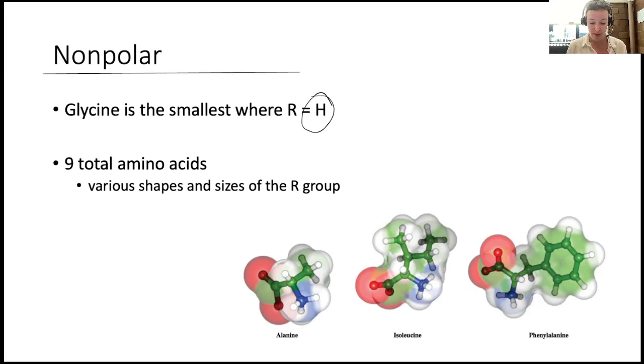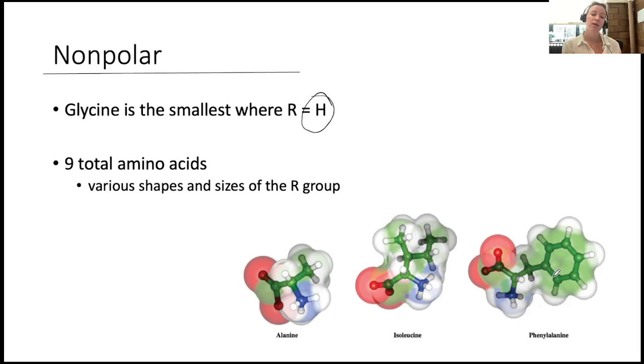For example, at the very bottom here, we have alanine. That just has the methyl group. We have isoleucine, which has a longer carbon chain, a longer alkyl chain with 4 carbons. And then phenylalanine that has this benzene ring.